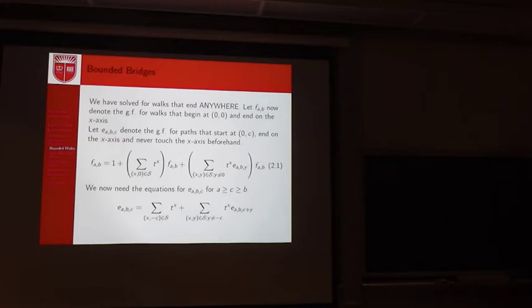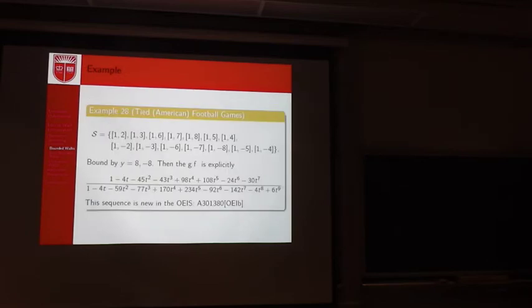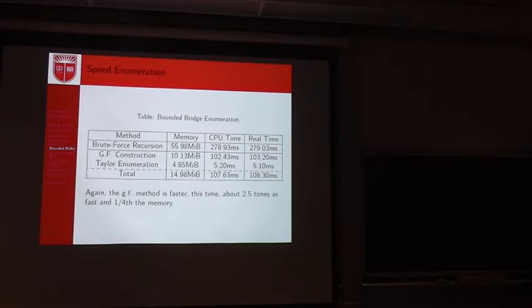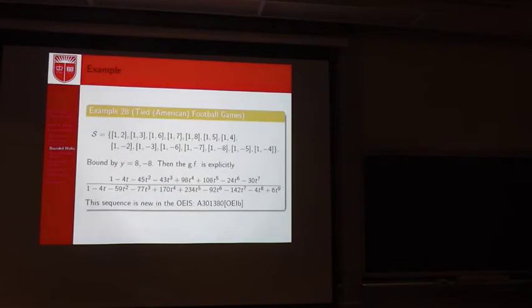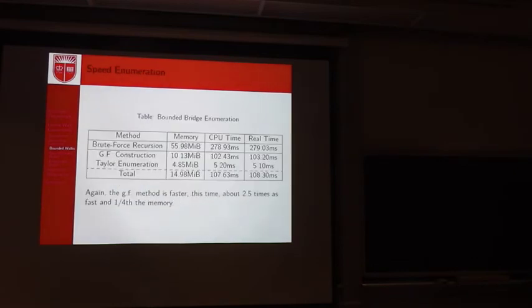Any questions here? So this is doing the same thing, but football games that end up tied at the end of the game. Interestingly enough, you actually have the same denominator. I don't know if anybody noticed. And enumerating is about 2.5 times as fast, but still faster.